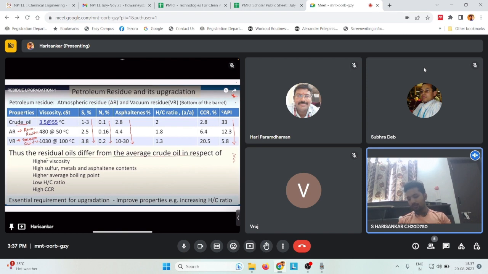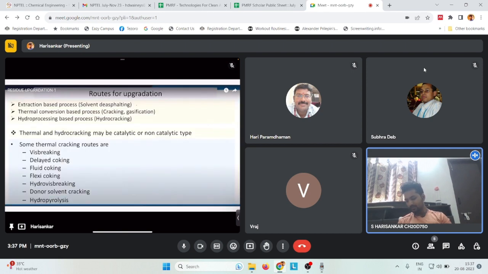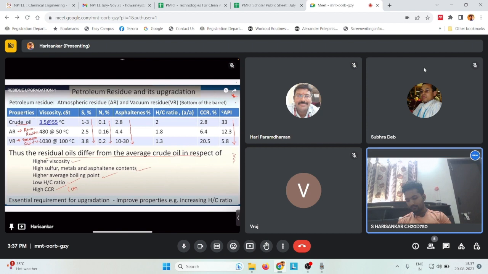So the residual oils differ from the average crude oil with respect to its higher viscosity, higher impurities, higher boiling point, low hydrogen to carbon ratio, and high CCR. So CCR is basically Conradson carbon residue.